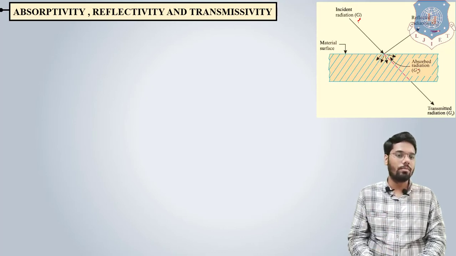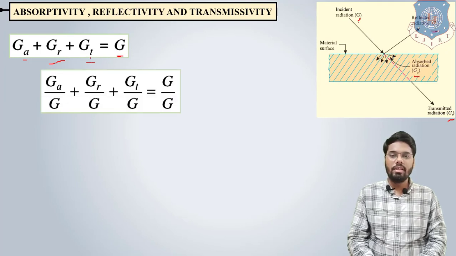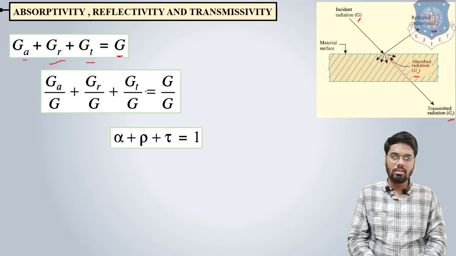Some portion will be absorbed, so capital G with subscript A, and some portion will be transmitted through the surface, through the material, so capital G with subscript t. The total amount of G is divided into 3 parts: some will be absorbed, some will be reflected and some will be transmitted. Dividing this equation by capital G on both sides, we get this equation.